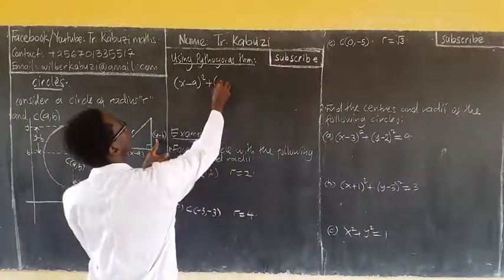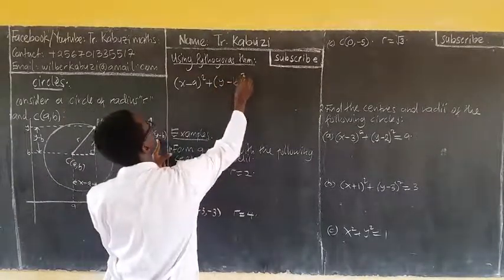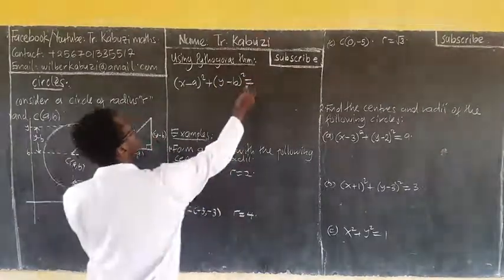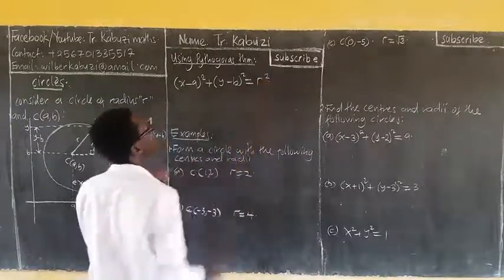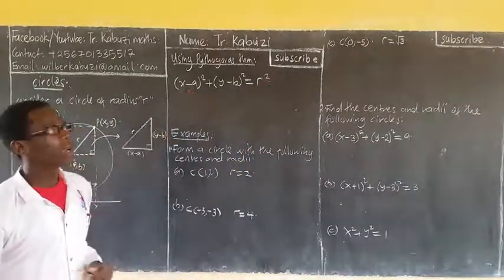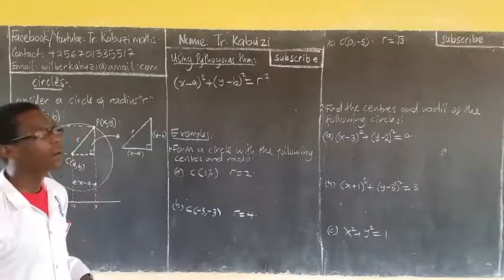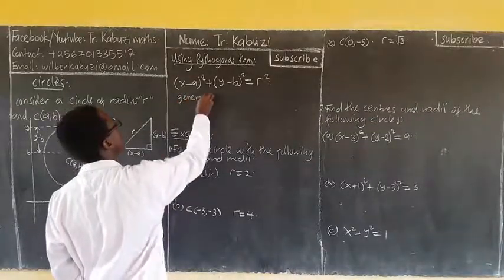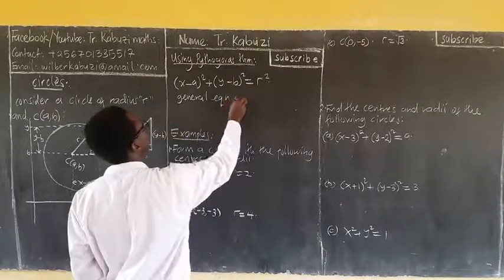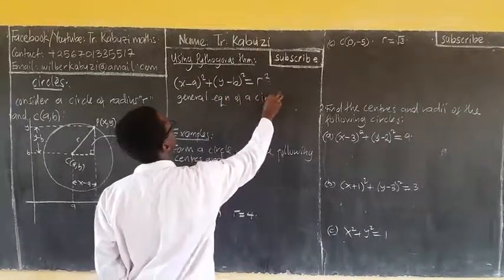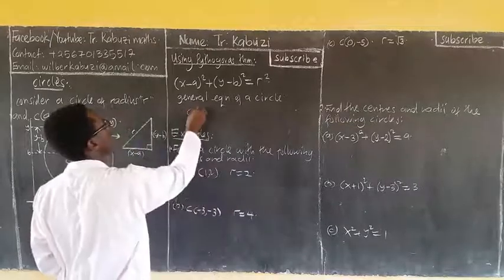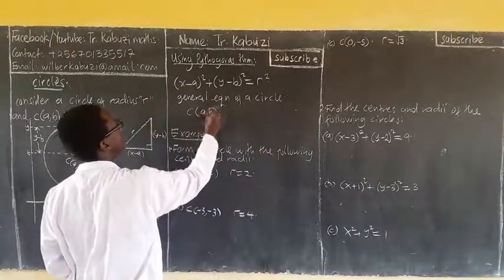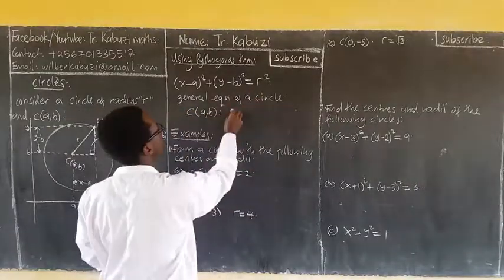So from there, (x minus a) squared plus (y minus b) squared will be equal to r squared. And remember, this is what we call the general equation of the circle with center at (a, b) and radius r.